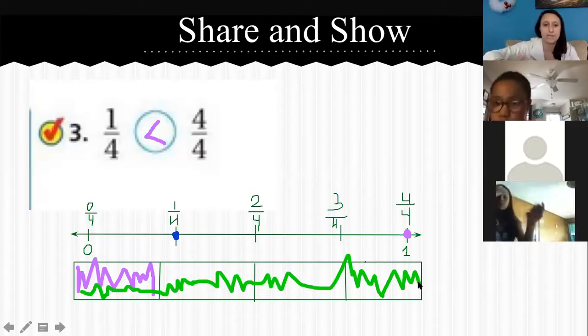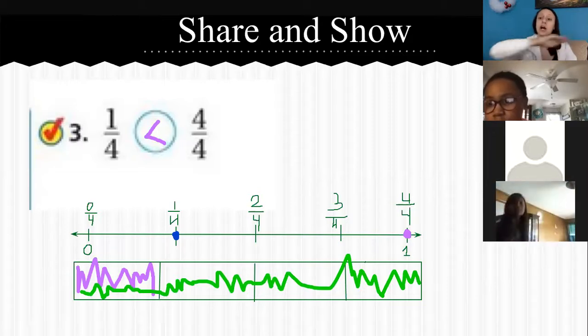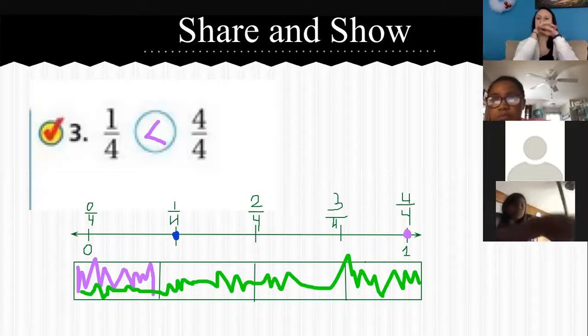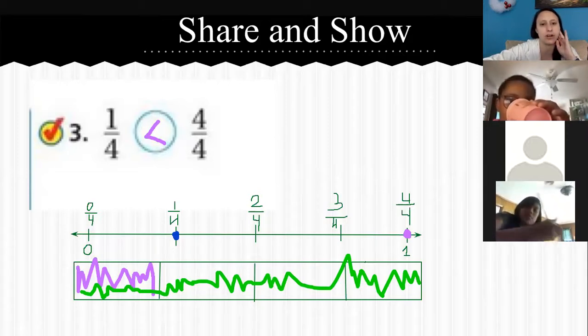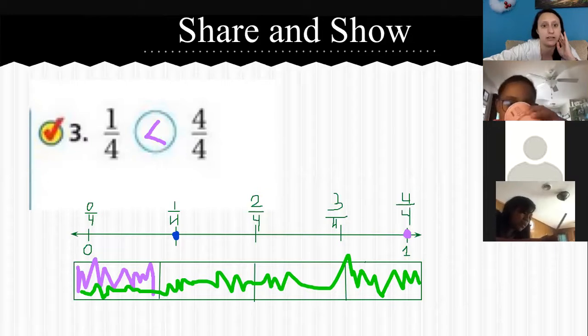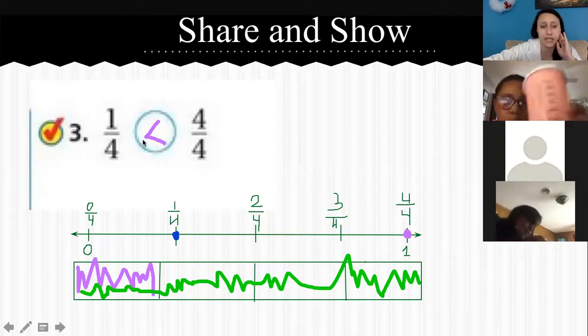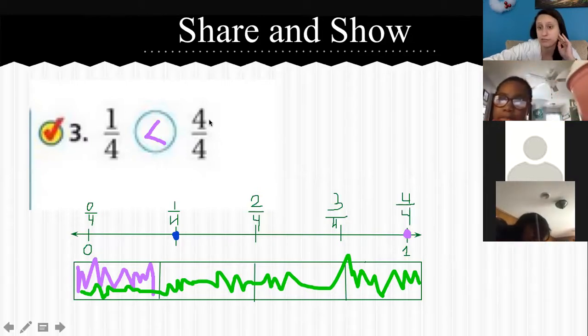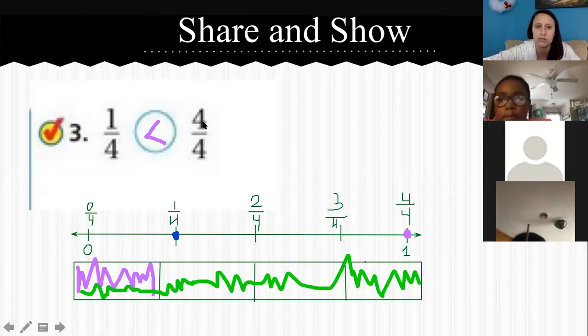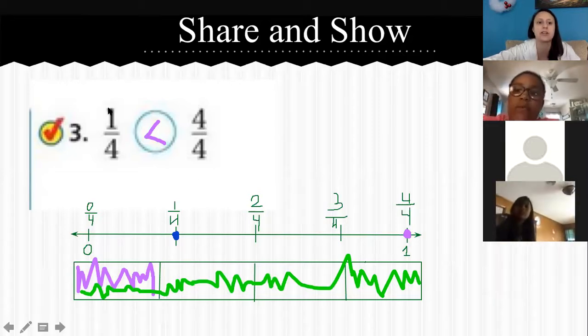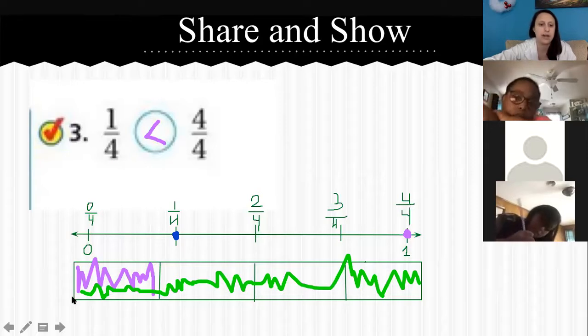Okay. So common denominator, so if the denominator is the same, so you can see here that the denominators are 4 and 4, the same denominator, right? Then you're going to look at your numerator. So these are the same, go to the numerator. And then we're going to look for which numerator is larger, okay? So you can clearly see that 4 out of 4 is larger than 1 out of 4. All right.